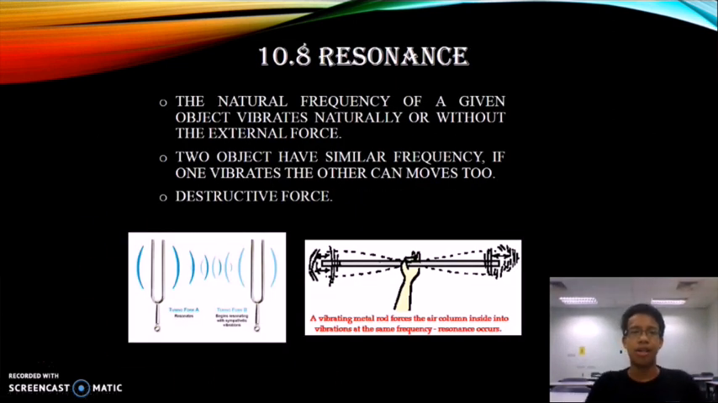Next, resonance. The natural frequency is the frequency at which a given object vibrates naturally, without an external force. If two objects have similar frequency and one vibrates, the other can move too, which can be a destructive force.